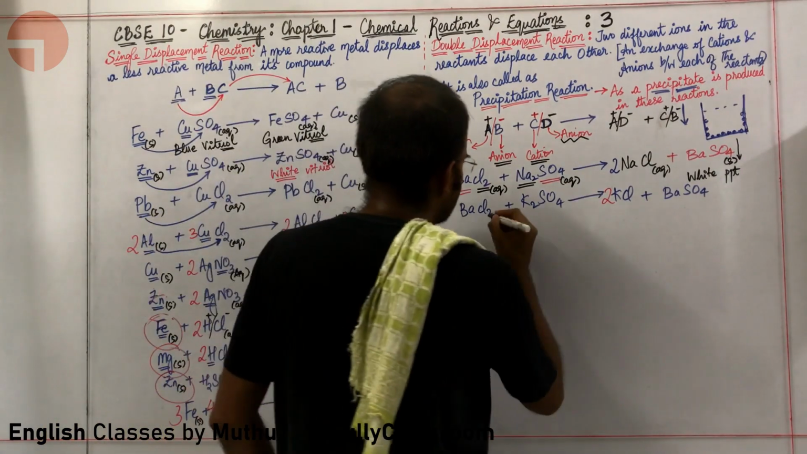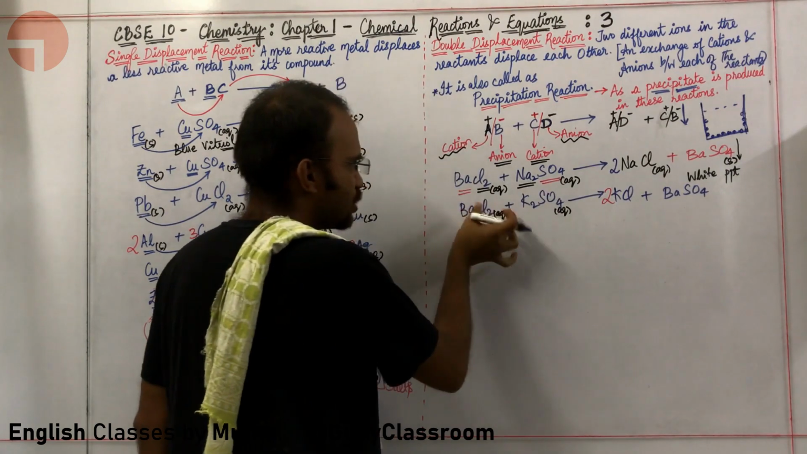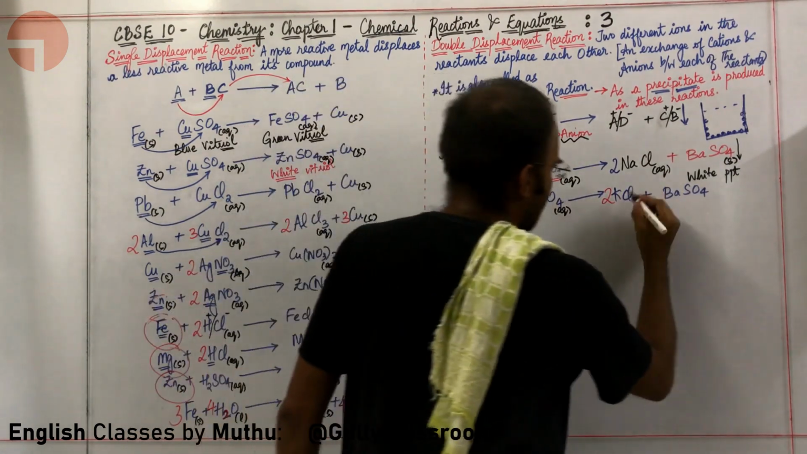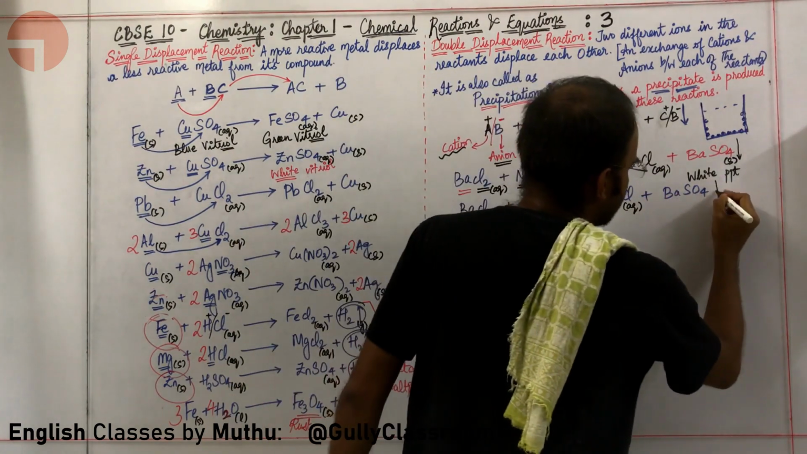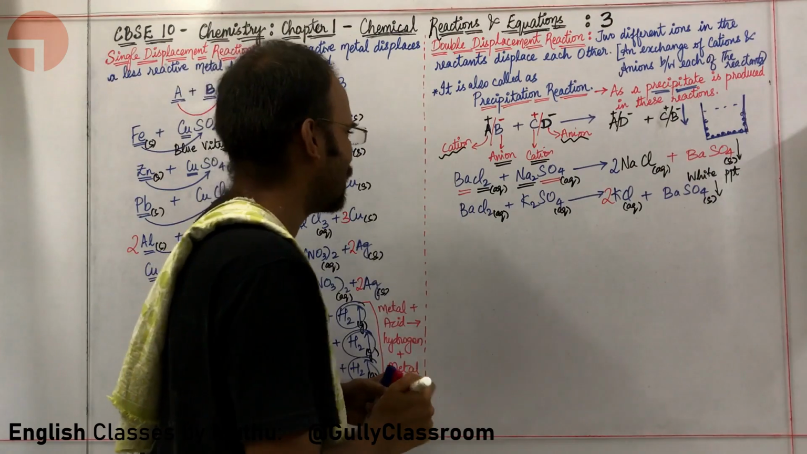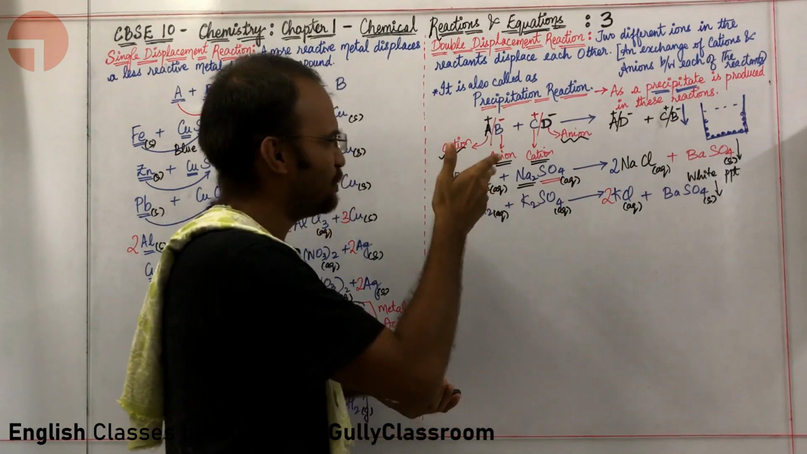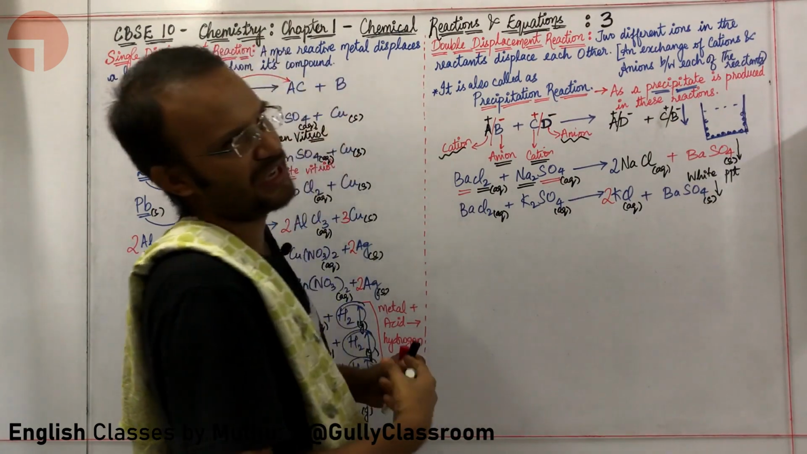I want to write the physical states. Both the salts in the reactants must be aqueous so that they can dissociate and exchange the ions. Here this is aqueous. It will be dissolvable in water. But here this is a solid. It will be a white precipitate. Once more, BaSO4, a precipitate, is formed. So this is a good example of a precipitation reaction.